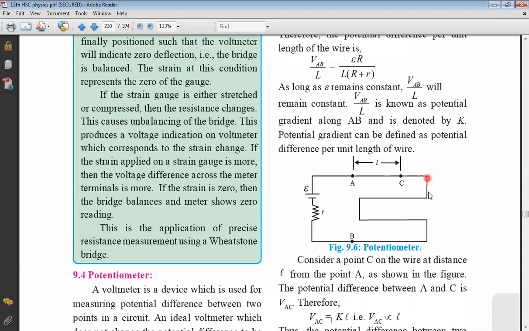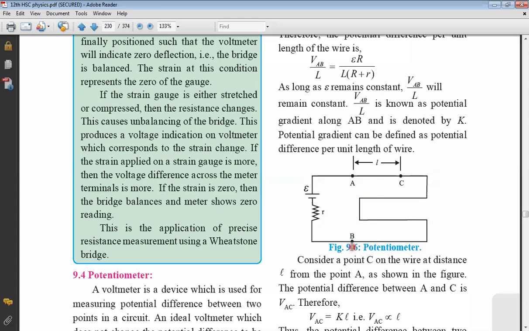Coming back, let us try to understand the principle of potentiometer. So the potentiometer wire is this wire AB. It is a very long wire fit on a wooden board, and here is a cell whose EMF is epsilon or E and whose internal resistance is small r. Let capital R be the resistance of wire AB. Let capital L be the length of wire AB.